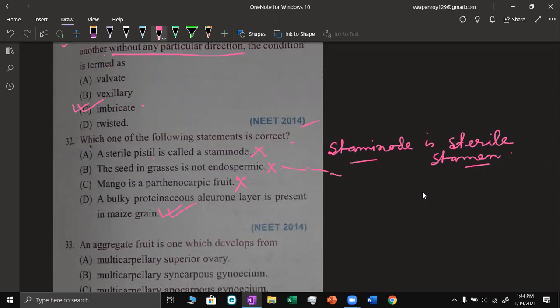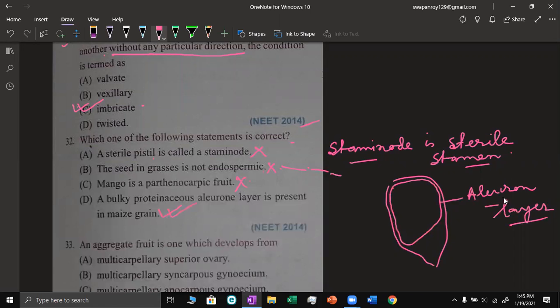In the maize grain, there is a layer just below the fruit wall. There is a layer of protein, and this is the aleurone layer. This is a layer of protein. Okay, this one is true.